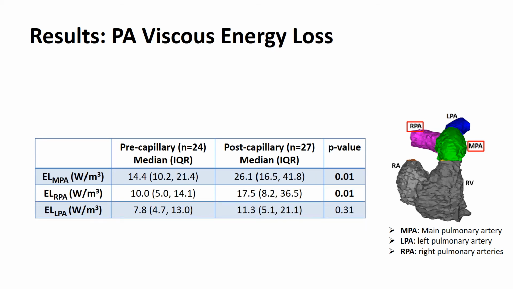The results of the viscous energy loss were consistent with the kinetic energy, showing that the energy loss was significantly higher in the post-capillary versus the pre-capillary patients in both the MPA and RPA, about 50 to 60% higher in the post-capillary versus the pre-capillary. Again, the energy loss in the LPA was not significantly different between the two groups.